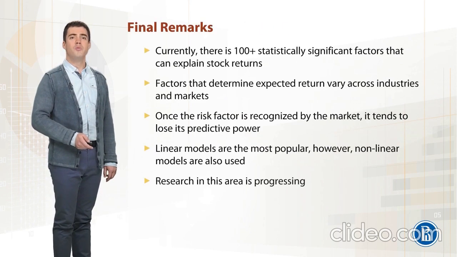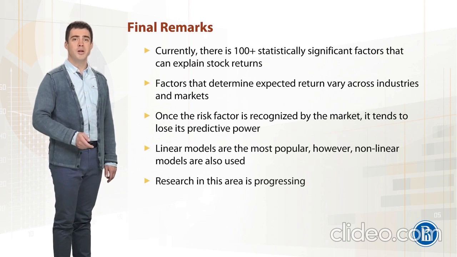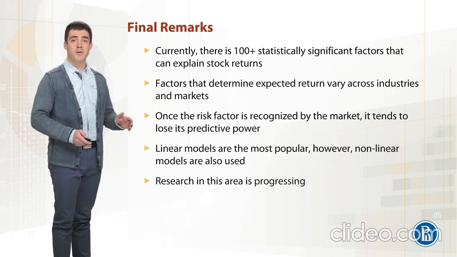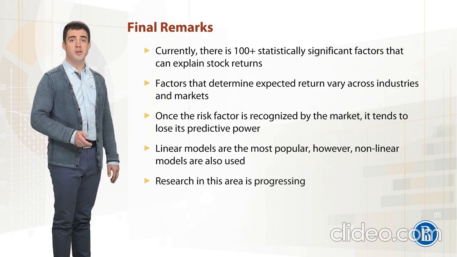Currently, we have more than 100 statistically significant factors that may explain stock returns. However, the problem is that these factors may vary across industries and markets, which is even worse. Once a risk factor is recognized by the market, it tends to lose its predictive power, as more and more traders start incorporating these factors into their trading strategies. So, over time, the validity of the factors that determine stock returns may change, and this is a never-ending race.